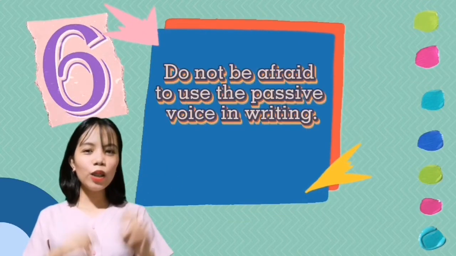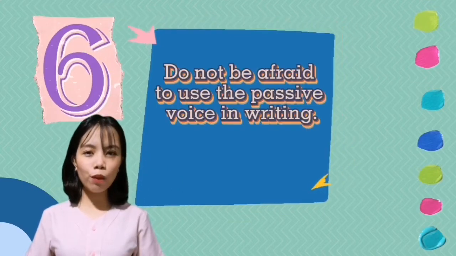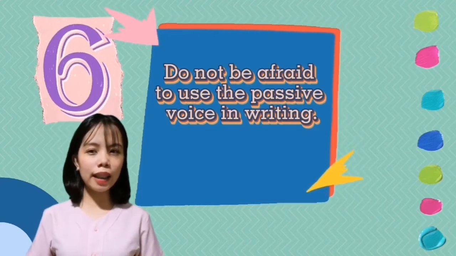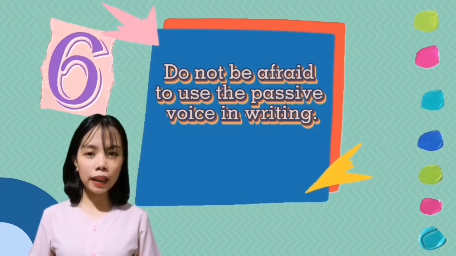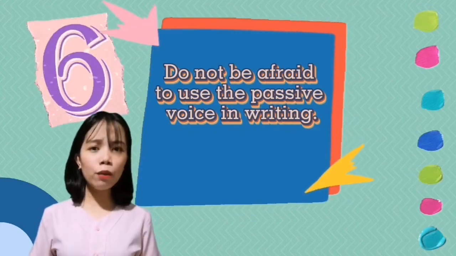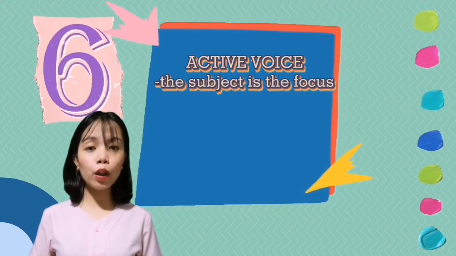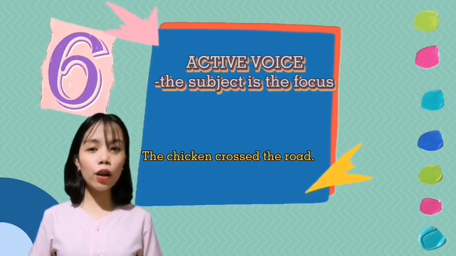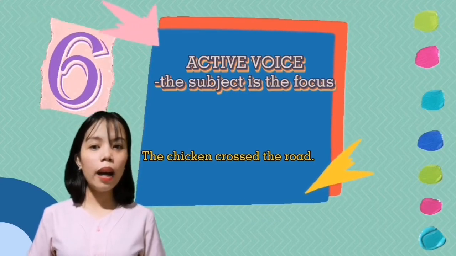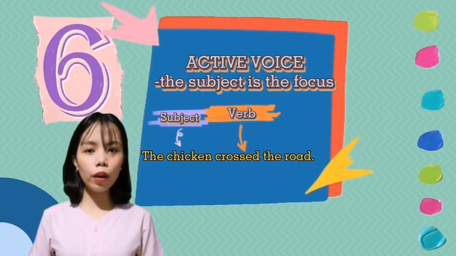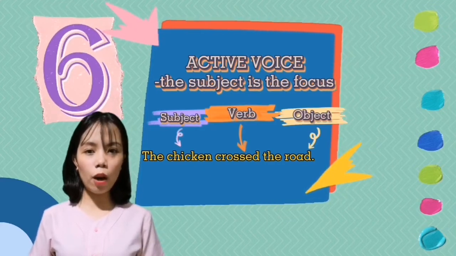Number 6, do not be afraid to use the passive voice in writing. It is not true that when you use sentences in the passive voice, it means it is weaker than its active form. In active voice, the subject is the focus of the sentence. For example, the chicken crossed the road. The chicken is the subject, crossed is the verb, and the road is the object.